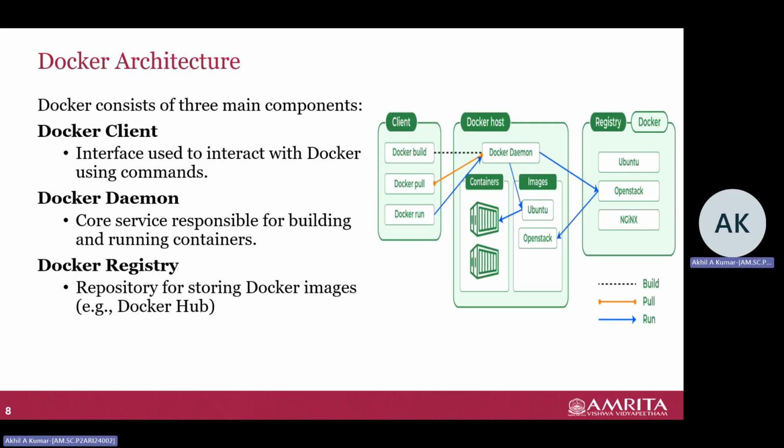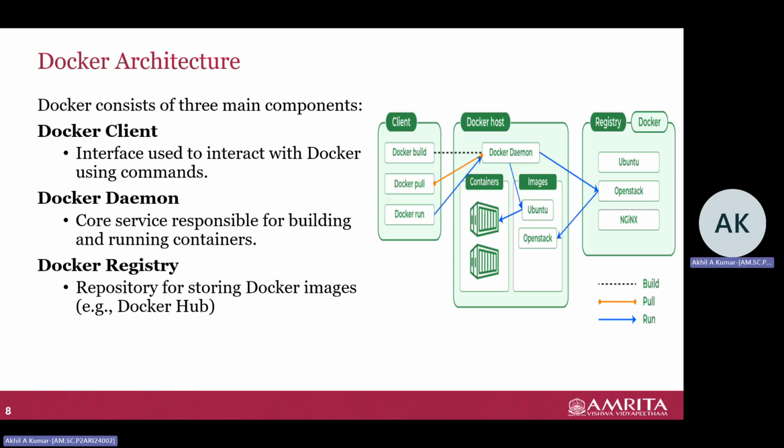Docker architecture. The Docker architecture consists of three main components. The first component is the Docker client. This is the interface through which users interact with Docker using commands. The second component is the Docker daemon. This is the core service that builds Docker images and runs the containers.